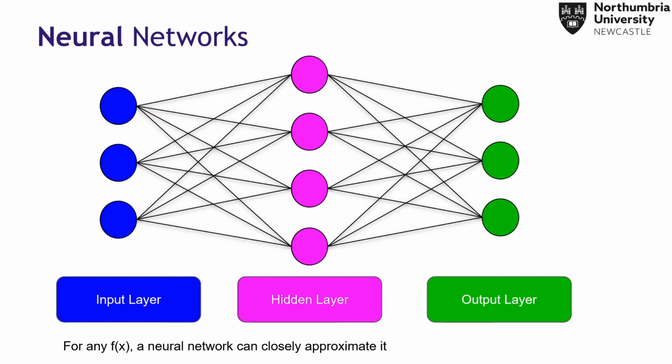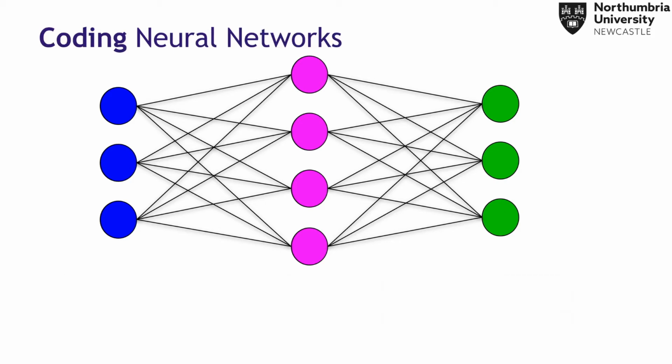And this is an interesting aside: for any f of x, for any polynomial, a neural network can closely approximate that polynomial. So up until now, we've been talking about this perfect real-world function that we're trying to approximate. This is exactly what a neural network is able to do. And already this looks quite complex and quite abstract.